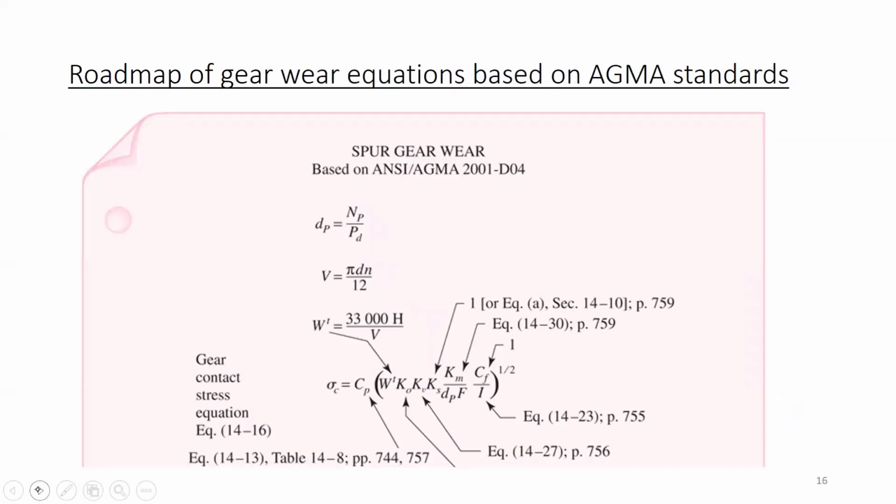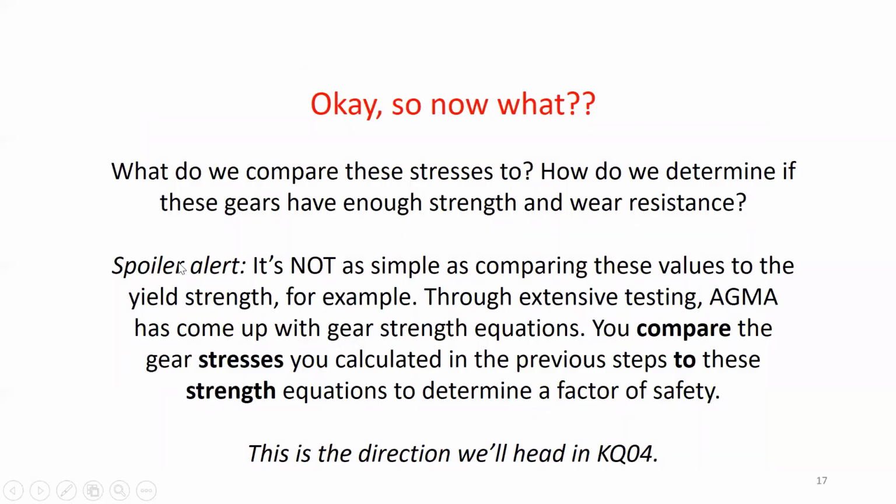And then same thing for wear, same WT goes in here. And remember, the only new variables in this AGMA strength equation are the surface condition factor, the geometry factor for pitting resistance, and then the pitch diameter of the pinion. And remember, you have to just use the pinion here. But then what? What do we compare these stresses to? And how do we determine if these gears have enough strength and wear resistance? A little spoiler alert, it is not as simple as comparing these values to the yield strength, for example.